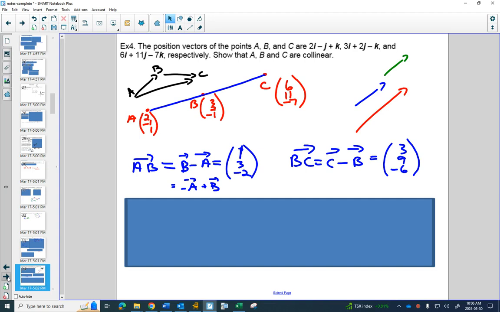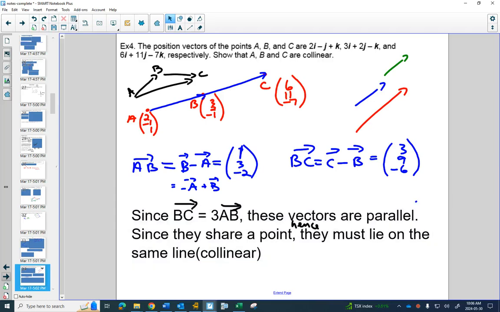If they're on a straight line, does it make sense that A to B and B to C have to be parallel? Have to be the same slope. How do you show if 2 things are parallel? If one is a multiple of the other. And as you can see right now, if I times AB by 3, I get BC. Then we know they're parallel.